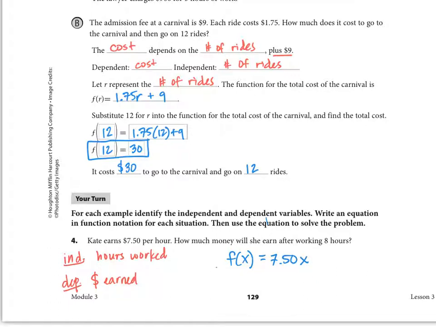That's our independent variable. And then from here, we want to figure out how much she earns working for 8 hours. So I do 7.50 times 8, and that is 60.